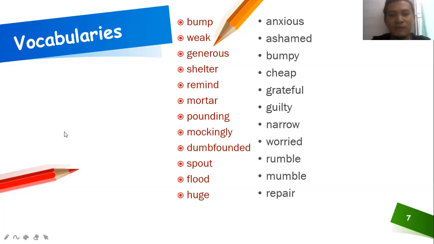How do you say this one? Flood or flood? This word, how do you pronounce? Banjir. We say flood. Flooding. And then the last is huge.